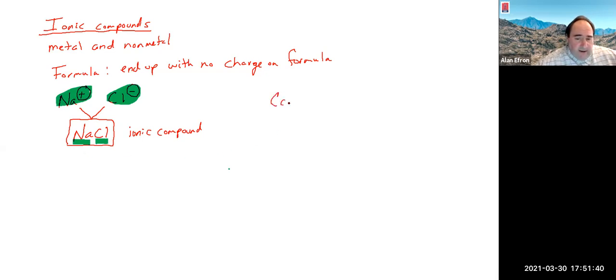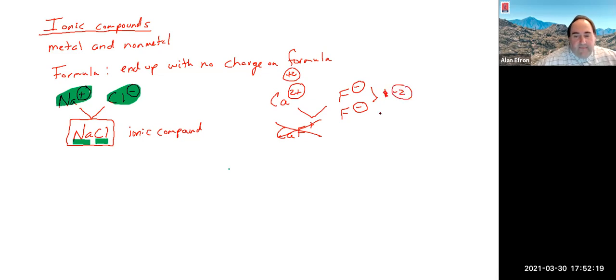If we got something like calcium and we put it together with a fluoride, again, if we put it together in a straight one-to-one relationship, we would end up with CaF+, which obviously has a charge, which we cannot do. So again, when we put it together, we want to make sure that we do end up with no charge. What you should be able to see is we need not one F minus, but two of them in this case to balance it out. That gives us a grand total of +2 for our positives and a grand total of -2 for our negatives. That gives us our formula CaF2.